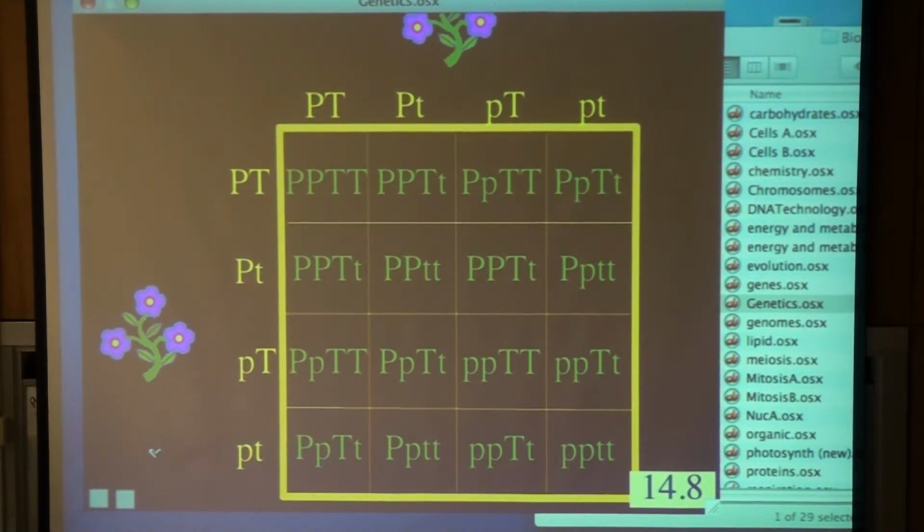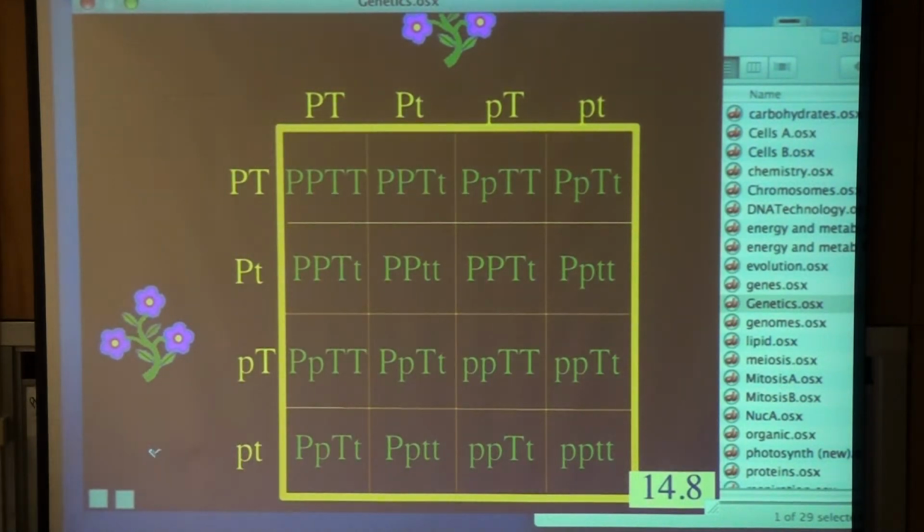Okay, so anyway, the point is here that there's a lot of purple talls. They don't necessarily have the same genotype. This genotype is different from this genotype, but they're both going to be purple talls. So as far as phenotypes are concerned, that's relatively simple. And here's what it is.